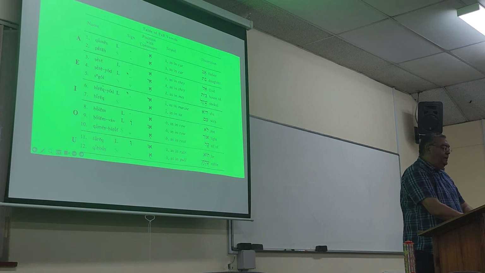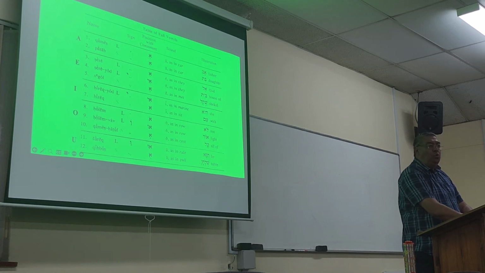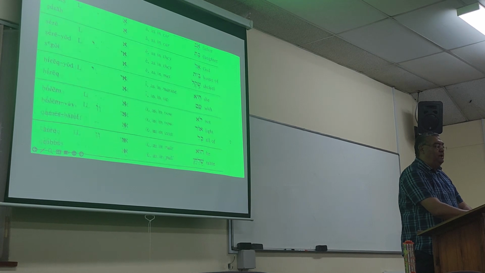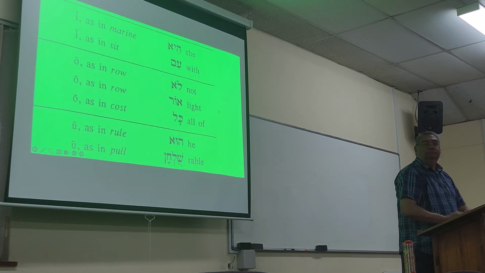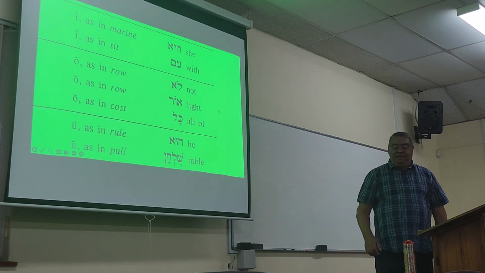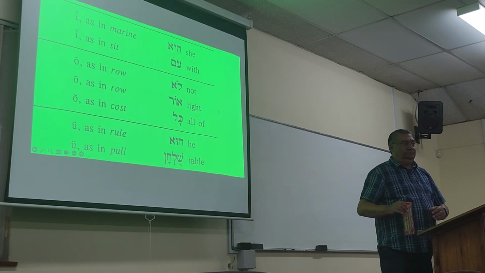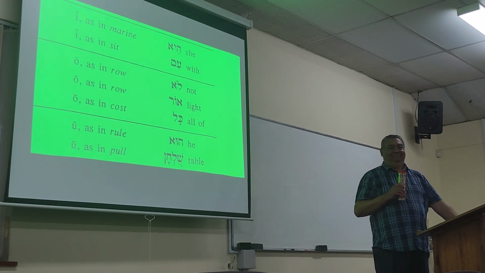And then finally, you have got your U class vowels. There are 2 of them, a long one and a short one. The long one is shurek, the short one is kibbutz, and the sound that shurek makes is U, long U, as in the word hu, which means he, and the kibbutz is a short U sound, as in the word shulchan, which is the word for table. And that is your vowels in Hebrew. Any questions?